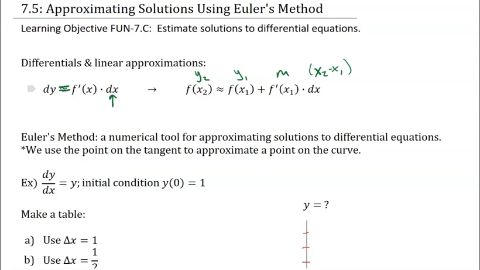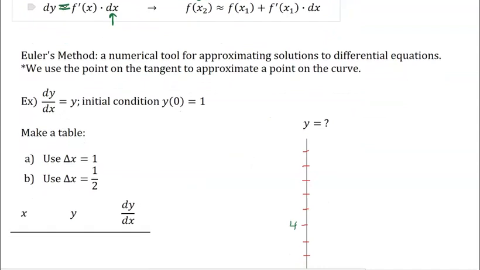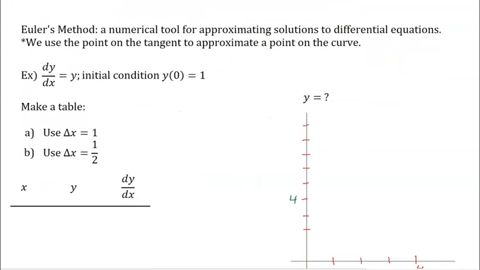So Euler's method is just a successive application of using this linear approximation with differentials to find values on a function or even a graph of a function, okay? And again, we are using the point on the tangent line to approximate a point on the curve, just like we did before. We're just doing it multiple times.